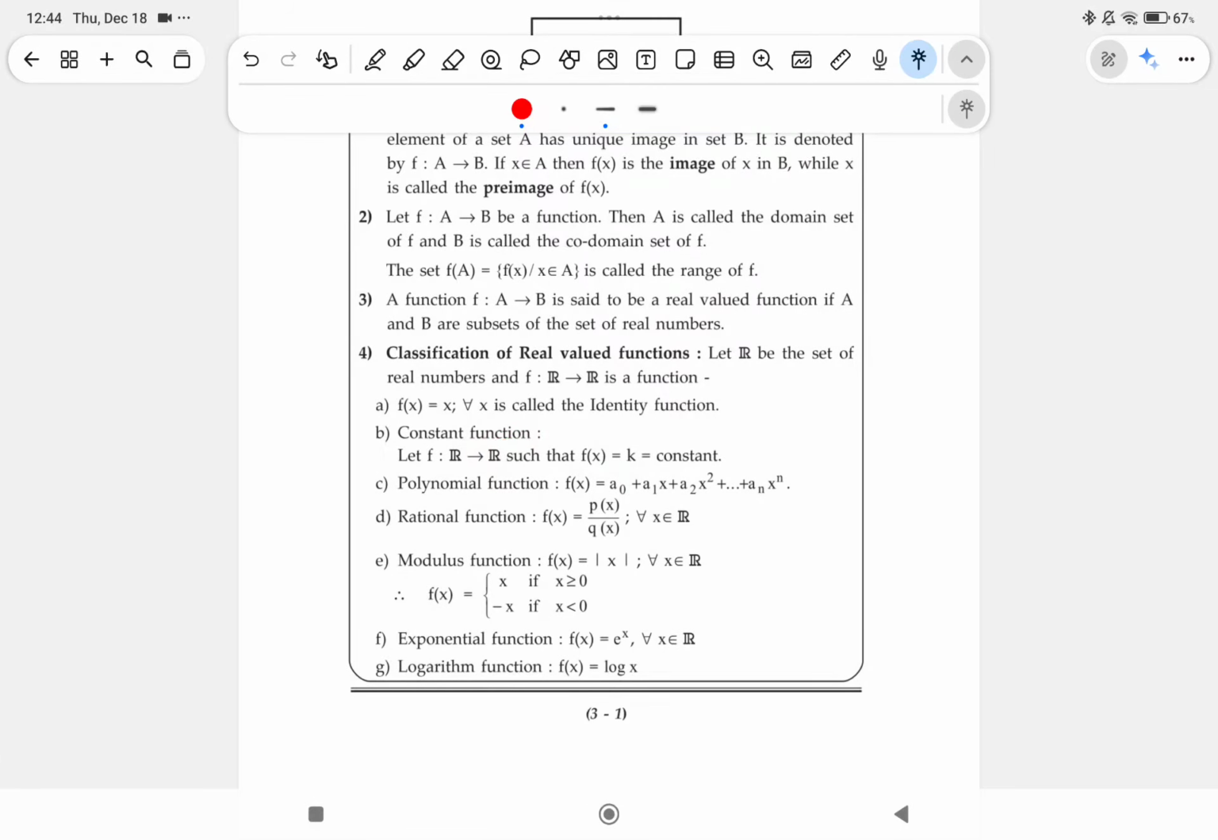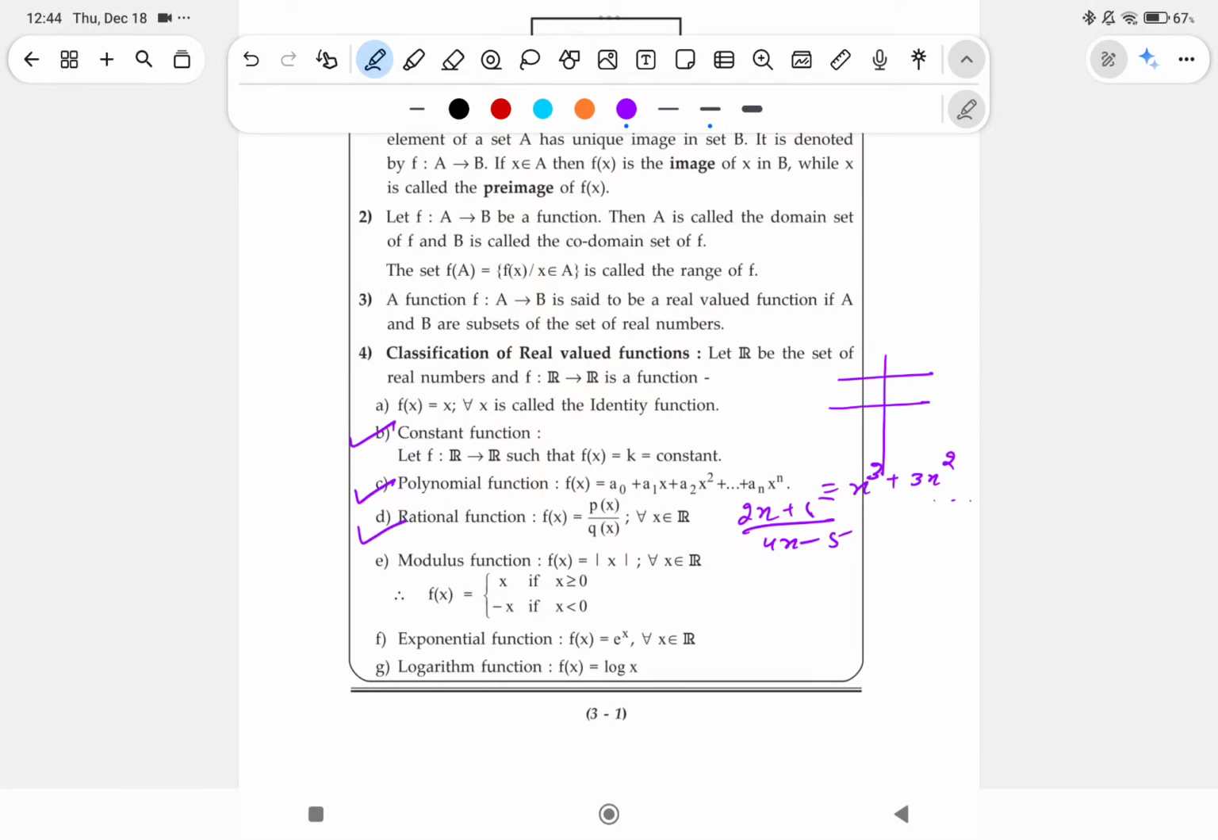You have a constant function. The graph of a constant function you can draw like that. If this is the axis, this is your graph of a constant function. Then you have a polynomial function that are in the form of x square, x cube plus 3x square and so on. You have a rational function, like 2x plus 5 divided by 4x minus 5, whatever it is, in p by q form. Then you have a modulus function. Modulus function has two values, one is x, one is minus x, and its graph is like that.